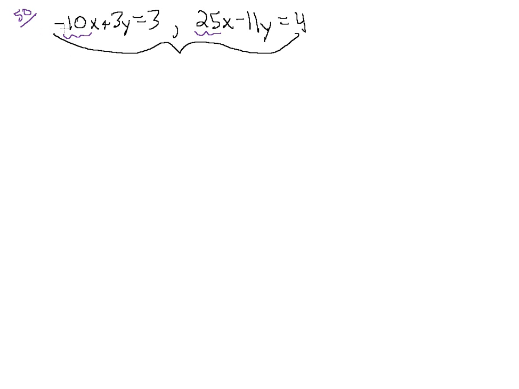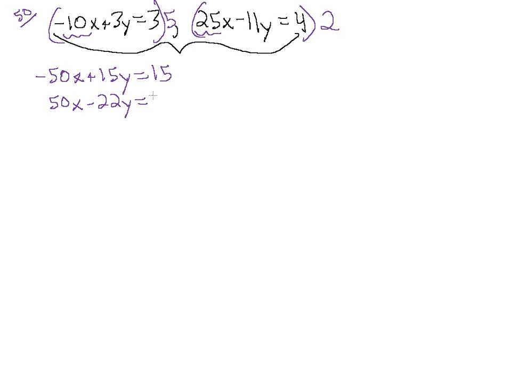The lowest common multiples don't need to always be the smaller numbers. It just needs to be a round number, or a number that's easier to deal with. In this case, 50 is going to be pretty simple. We can multiply this equation by 5, which will give us minus 50x, and we can multiply this equation by 2, which will give us a positive 50x, which we can cancel on the next step. So we get minus 50x plus 5 times 3y, which is 15y, equals 15. And the next one we have positive 50x minus 22y equals 8.